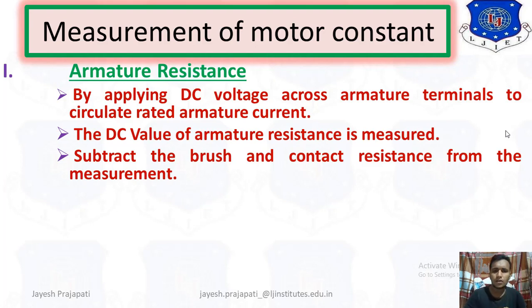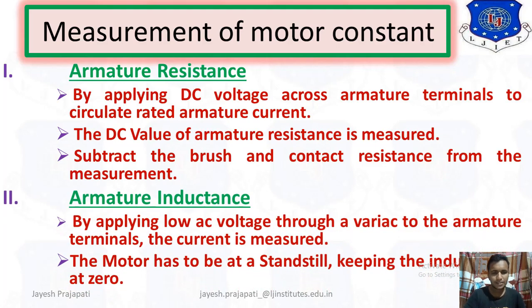We know that as per Ohm's law, if we apply this DC voltage to the armature terminal, current will flow. Then we measure this armature resistance, but it includes the brush and contact resistance, so we have to subtract that brush and contact resistance. So that is one method to measure the armature resistance.